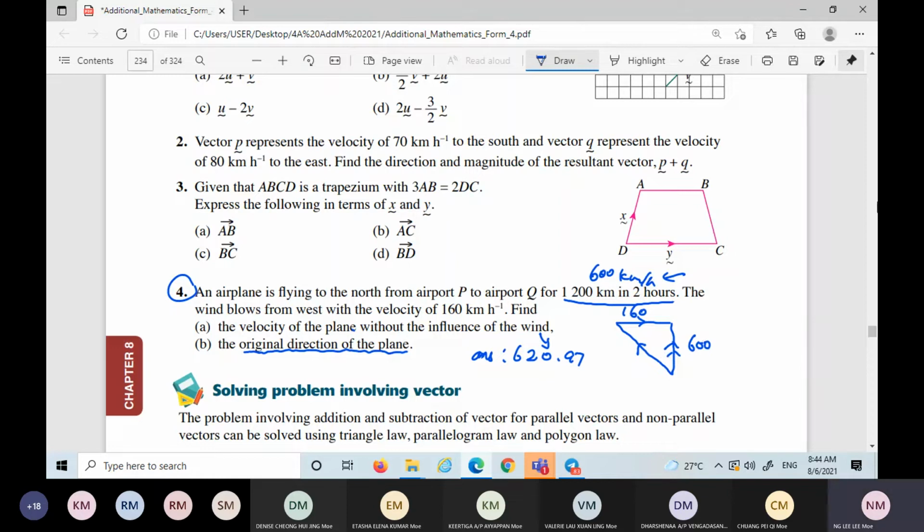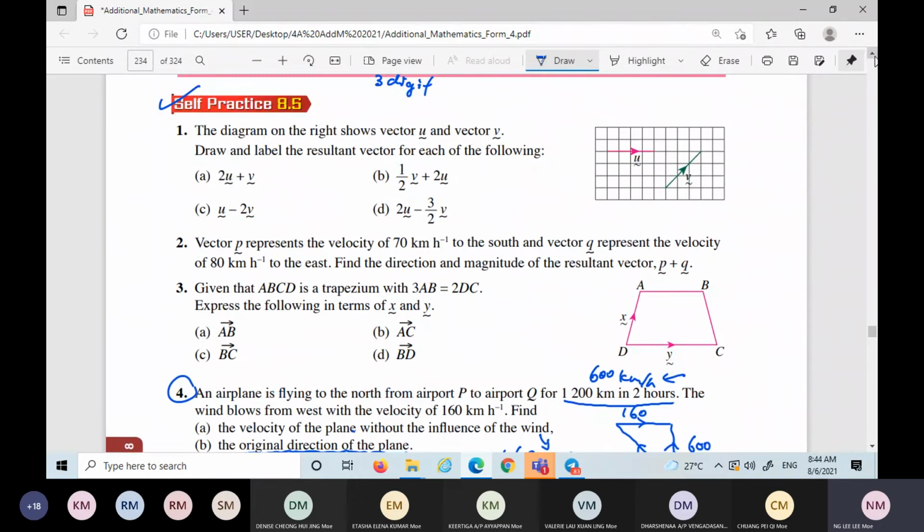So this one is number 4. We try to do now number 1. The diagram on the right shows the vectors u and v. Draw and label the resultant vector of each of the following. I don't know how to ask you to draw, to do one by one. If I don't ask you to do, means you got to do by yourself. I will show you one how to do.